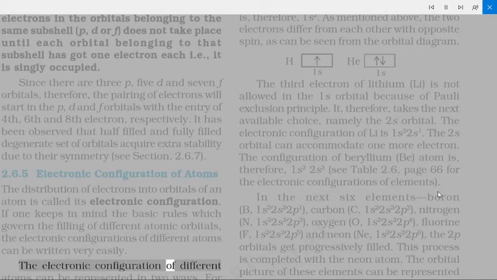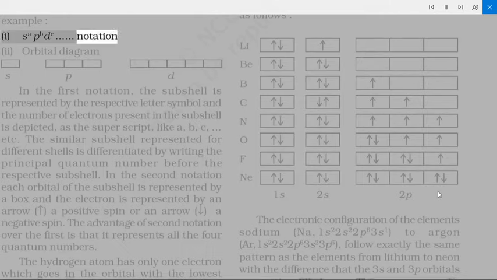The electronic configuration of different atoms can be represented in two ways. In the first notation, the subshell is represented by the respective letter symbol and the number of electrons present in the subshell is depicted, as the superscript, like a, b, c, etc. The similar subshell represented for different shells is differentiated by writing the principal quantum number before the respective subshell. In the second notation, each orbital of the subshell is represented by a box and the electron is represented by an arrow, a positive spin or an arrow, a negative spin. The advantage of second notation over the first is that it represents all the four quantum numbers.